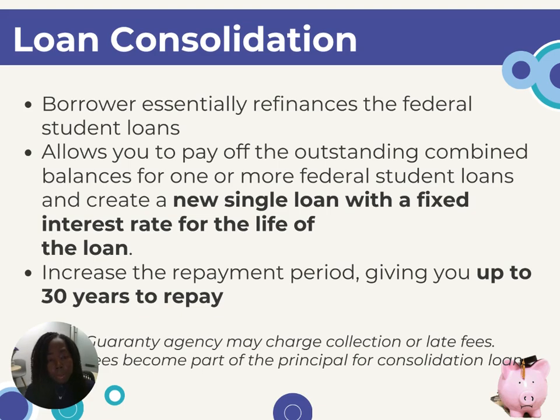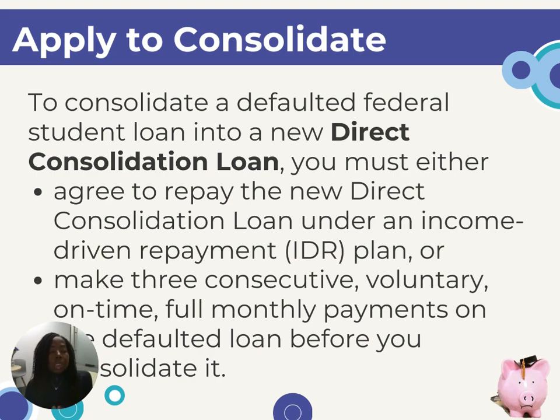But again, also problematic because it just makes you kick the can down the road even further and put the band-aid on the bullet wound that is your massive student loan that you can't manage anyway. So, to consolidate a defaulted federal student loan into a new direct consolidation loan, you must either agree to repay the new direct consolidation loan under an income-driven repayment plan, or make 3 consecutive voluntary on-time full monthly payments on the defaulted loan before you can consolidate it.